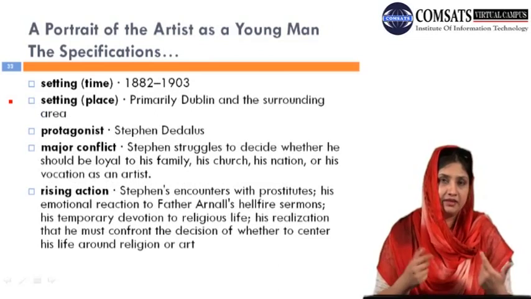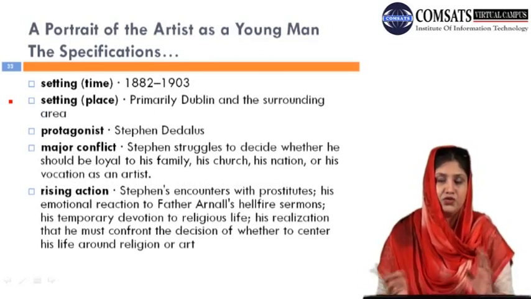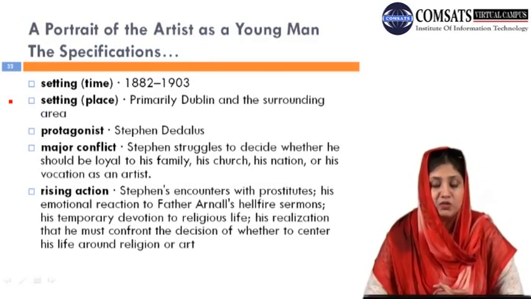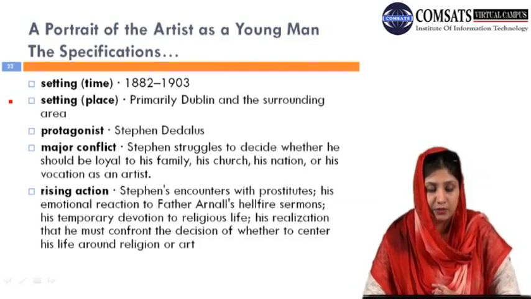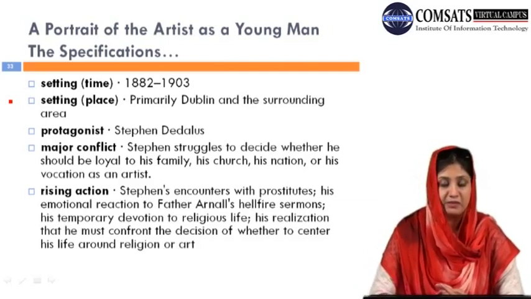We understand that this novel is set between 1882 and 1903 and is primarily in Dublin and the surrounding areas that this drama is set in.